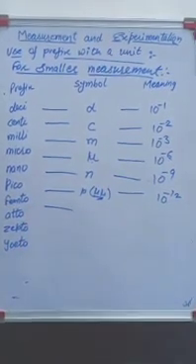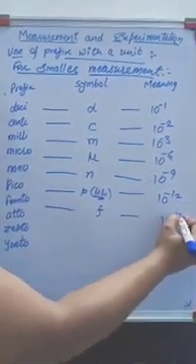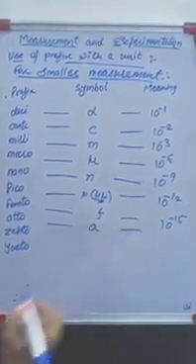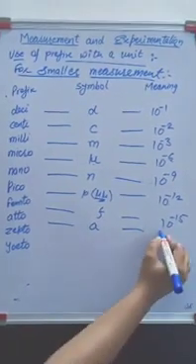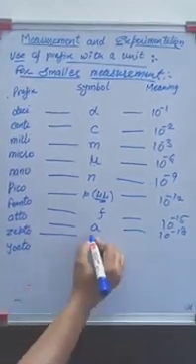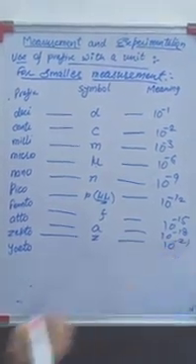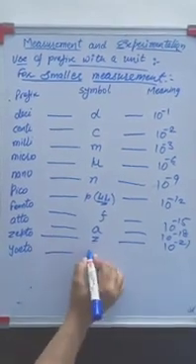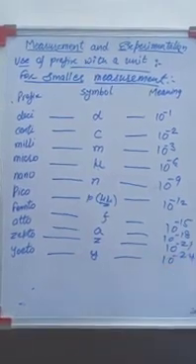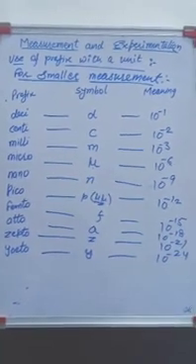Next is femto. Femto, the symbol is f, and the value is 10 power minus 15. Atto, its symbol is a, and its meaning is 10 power minus 18. Next is zepto. It is small z, and the value is 10 power minus 21. Last one is yocto. Its symbol is small y, and the value is 10 power minus 24, right? So these are all the prefixes for the smaller measurements.